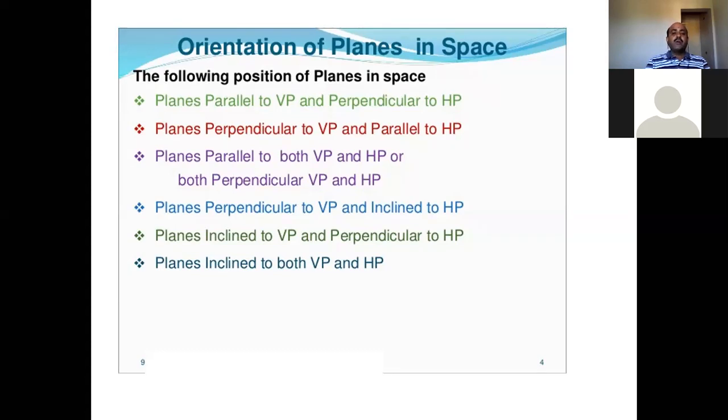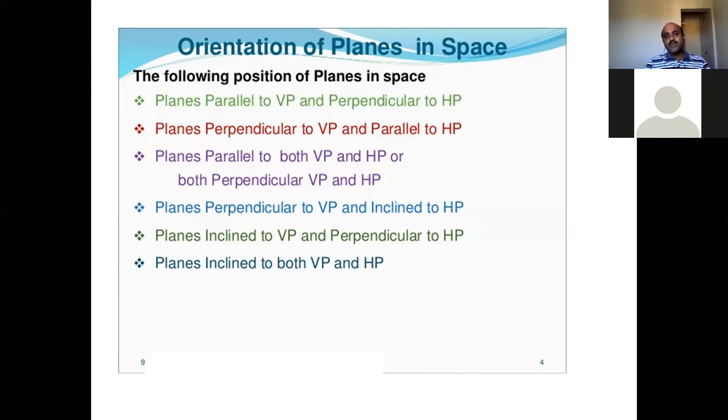Planes parallel to VP and perpendicular to HP. Second, planes perpendicular to VP and parallel to HP. Planes parallel to both VP and HP, or both perpendicular to VP and HP. Planes perpendicular to VP and inclined to HP. Planes inclined to VP and perpendicular to HP. Then the next one is planes inclined to both HP and VP.